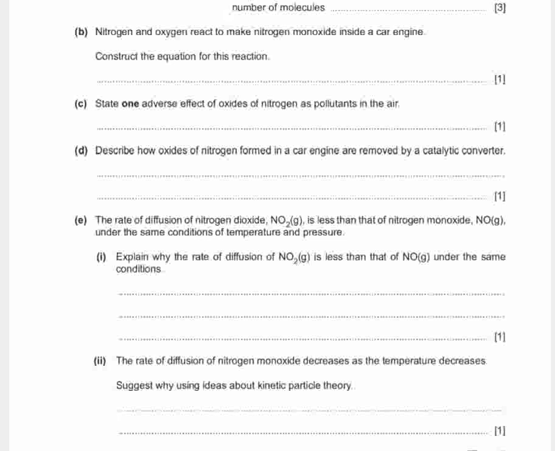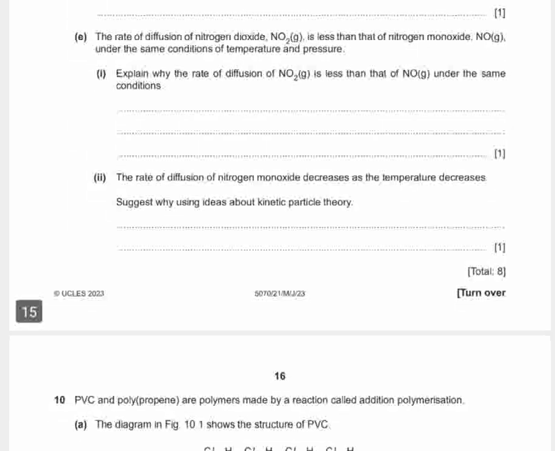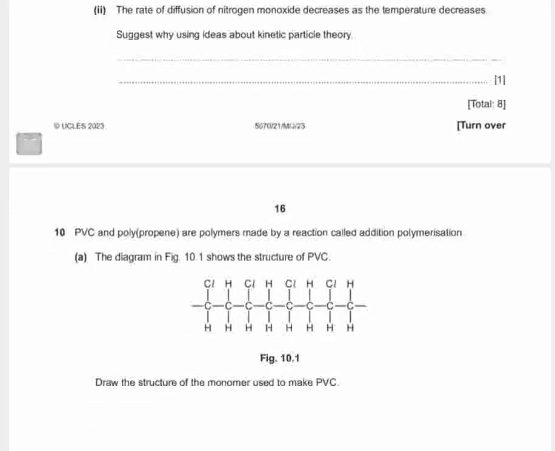The rate of diffusion of nitrogen monoxide decreases as the temperature decreases. Suggest why, using ideas about kinetic particle theory. Because the NO molecules move slower. When temperature drops, their kinetic energy is lessened.